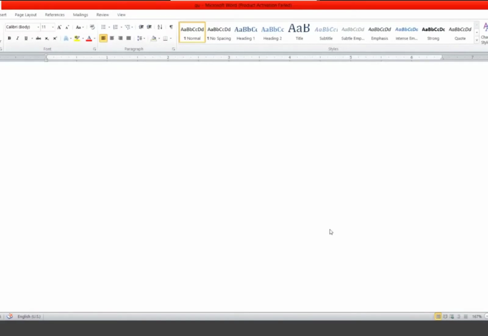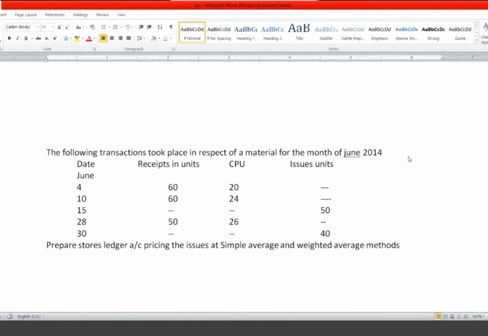Just check the question once. Here is the question. Write down the question, everyone. Very simple one, this one. We have only 5 transactions. Only 5 transactions are there. With these 5 transactions, you are going to issue and receive the item by using the method of simple average and weighted average.